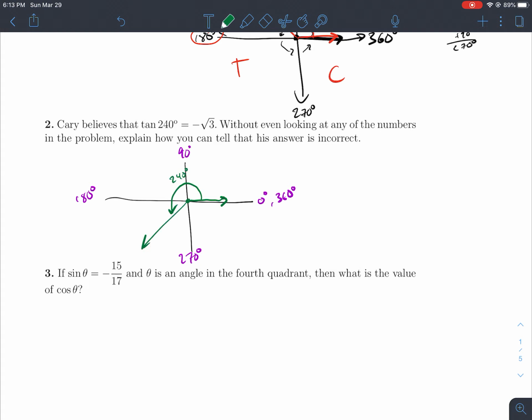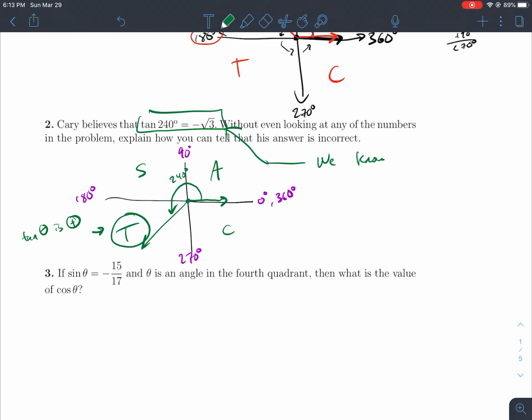And for a 240 degree angle, that falls in our all students take calculus T quadrant. This T means that tangent of theta is a positive number in this quadrant. But what did Carrie say? That it was negative? That can't be. So we know that in quadrant 3, tangent of theta is positive, not negative. So we can always check the signs, positive or negative, of our answers using this mnemonic.